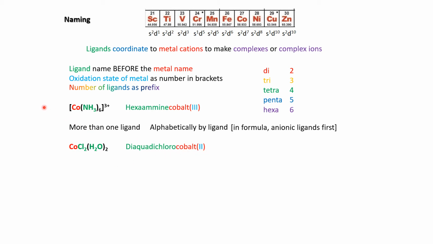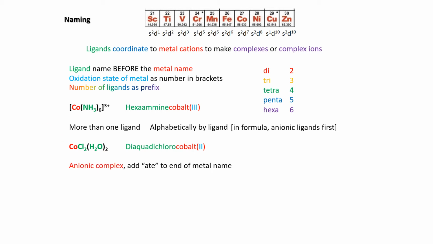Okay, and notice again the difference between the name and the formula. In the formula, metal first; in the name, metal last. In the formula, anionic ligands before neutral ligands. In the name, don't worry about whether they're anionic or neutral. We just go alphabetical. A comes before C. And of course, final note, again, water isn't water, it's aqua.